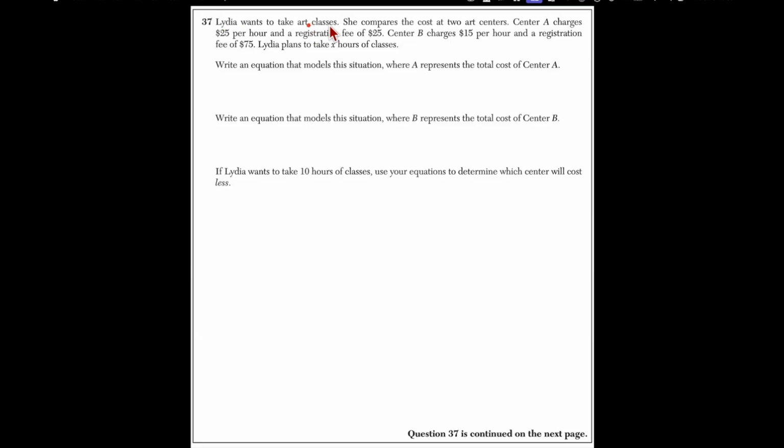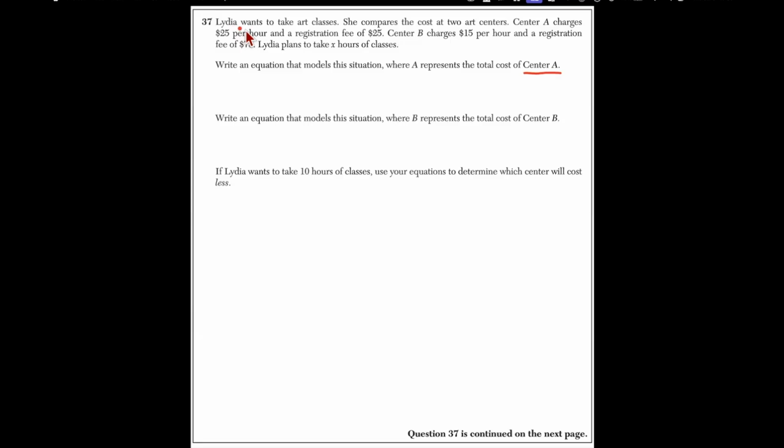It says Lydia wants to take art classes. She compares the cost at two art centers. Center A charges $25 per hour and a registration fee of $25. Center B charges $15 per hour and a registration fee of $75. Lydia plans to take x hours of classes. So there's a lot of information there. But the first thing I want to do is write an equation that models situation A. How much is it going to cost for situation A?